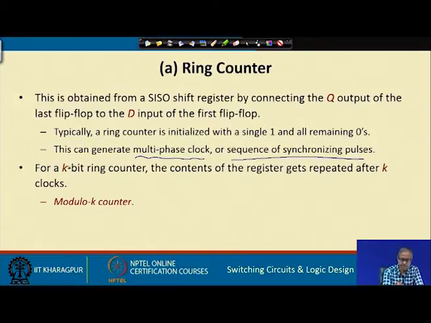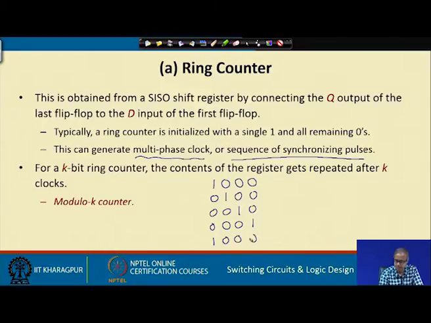But one thing to note is that for a k-bit ring counter, let us say a 4-bit ring counter 1 0 0 0, after 1 clock it will become 0 1 0 0, after 2 clocks it will become 0 0 1 0, after 3, 0 0 0 1, and after 4 it again becomes 1 0 0 0. So, the sequence repeats after every 4 patterns. We call it a modulo 4 counter, mod 4 counter. So, for a k-bit ring counter you can implement a modulo k counter. After these k patterns, the pattern again starts with 1 0 0 and repeats, right.